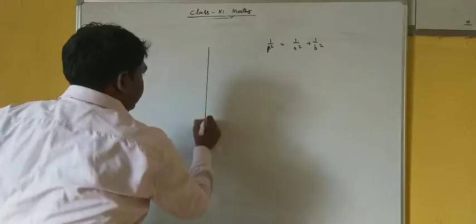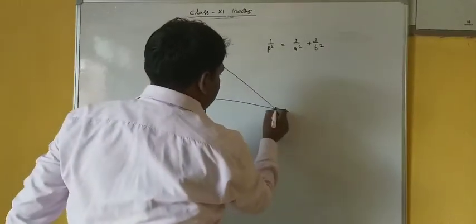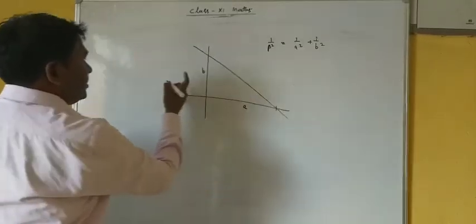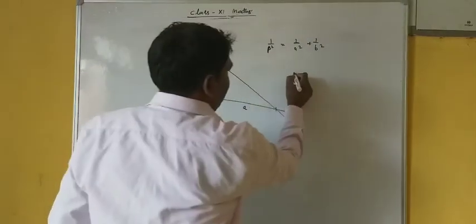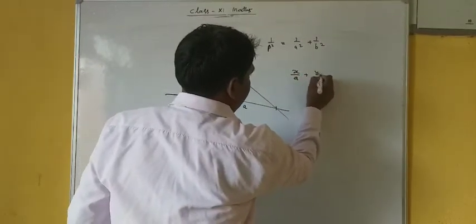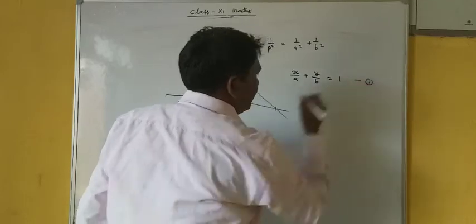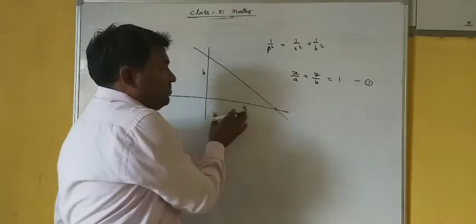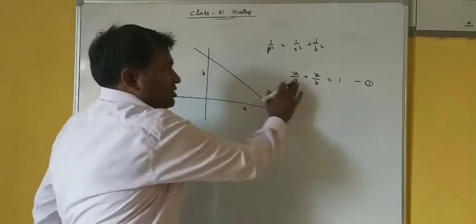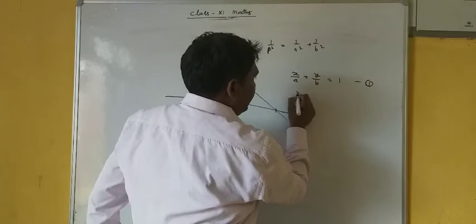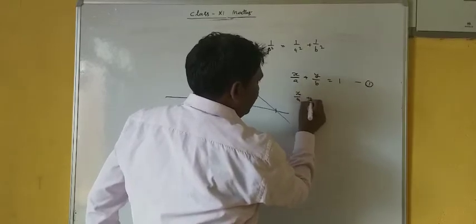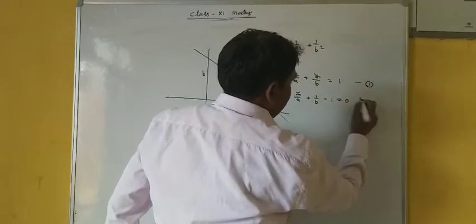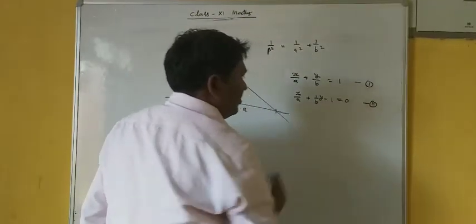Suppose there is a line which is making some intercept on the x-axis A and y-axis B. So what should be the equation of the line? As we know, the equation of a line can be written as x upon A plus y upon B is equal to 1. Equation number 1. Since the x-intercept is A and the y-intercept is B, this is the equation of the line. We can write it as x upon A plus y upon B minus 1 is equal to 0. Equation 2, just like the general form equation.